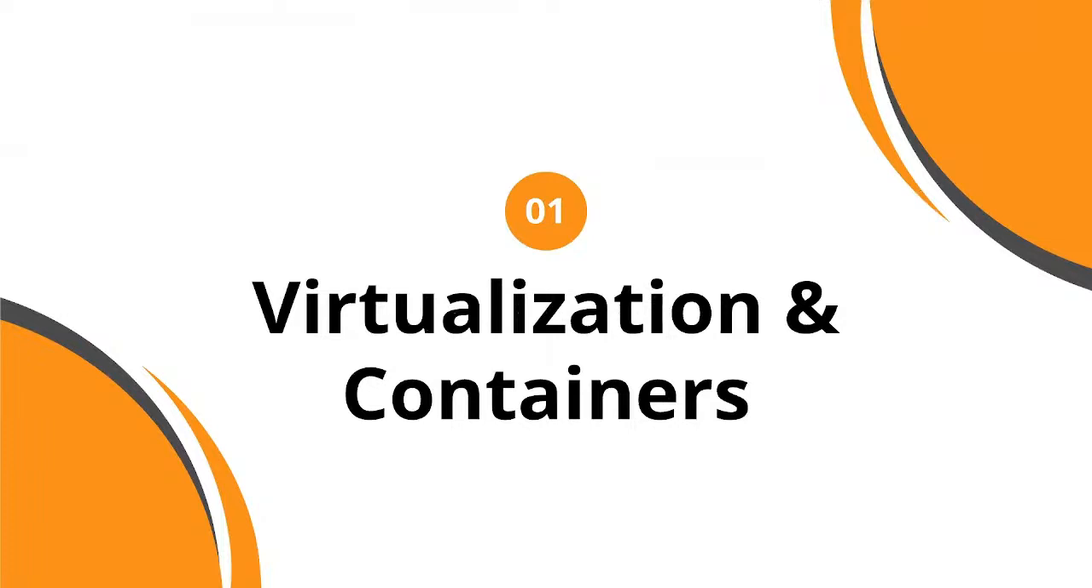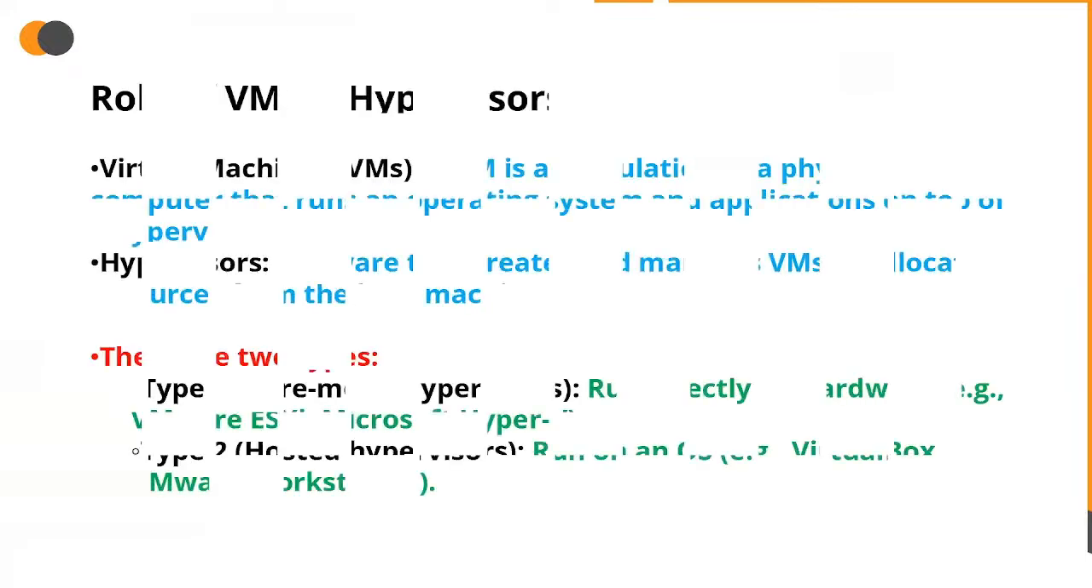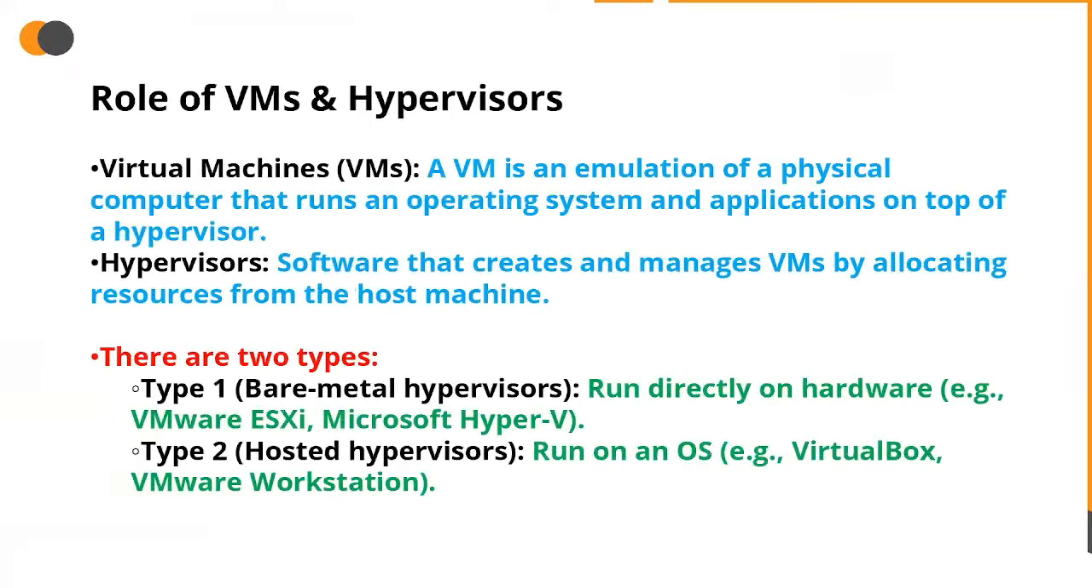So when we talk about virtualization and containers, there comes the concept of VMs, that is virtual machines, and hypervisors. When we talk about virtual machines, a virtual machine, that is a VM, is an emulation of a physical computer that runs the operating system and applications on top of a hypervisor. A hypervisor, what is it? A hypervisor is a software program that creates and runs virtual machines.